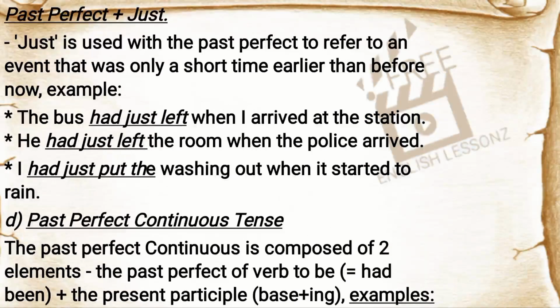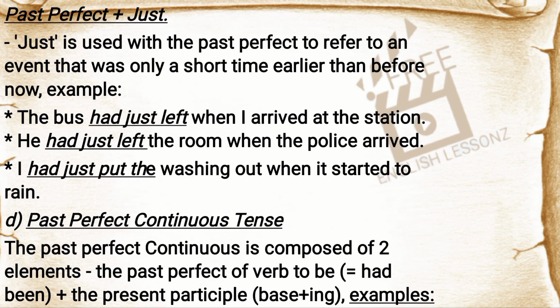Past perfect plus just. Just is used with the past perfect to refer to an event that was only a short time earlier than before now. Example: the bus had just left when I arrived at the station. He had just left the room when the police arrived. I had just put the washing out when it started to rain.